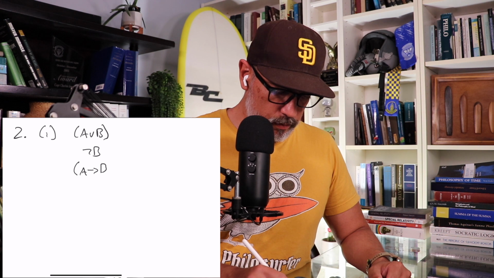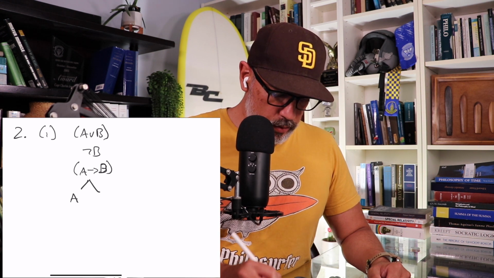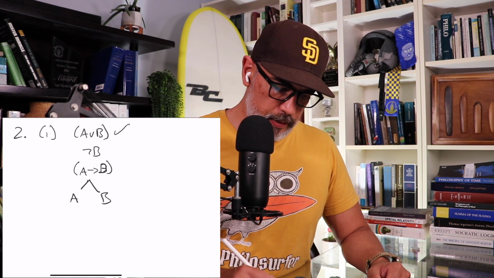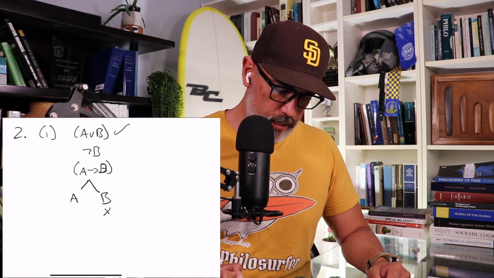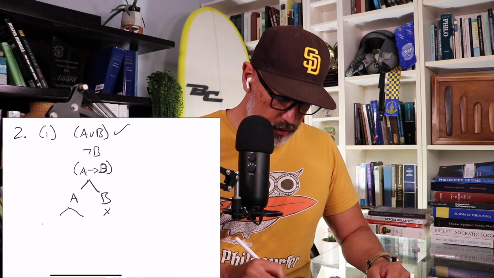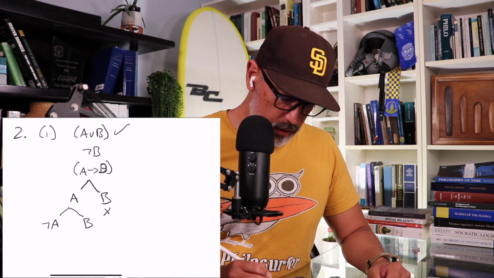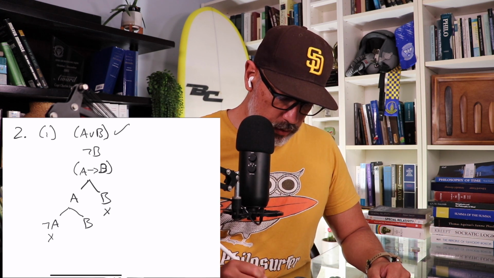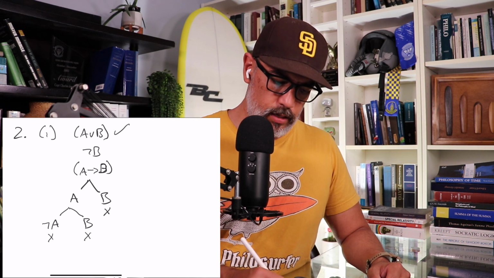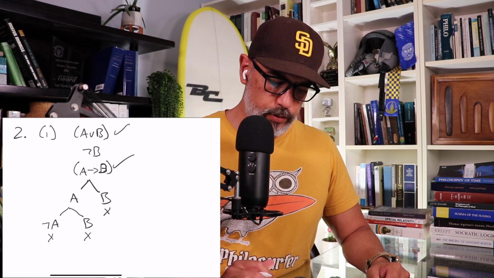So let's see. The A or B rule looks like so. Check. Then you have a not B and a B on the right, so that closes it down. And then the if A, then B looks like this. Not A and B. A and not A close out. Not B and B close out. Okay, so this set of propositions is unsatisfiable.